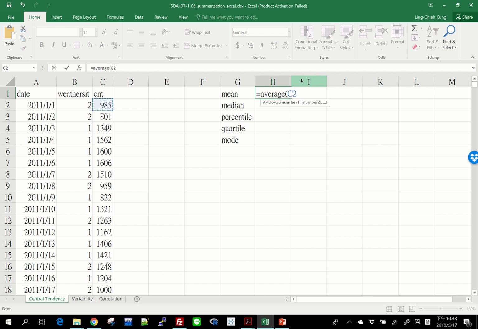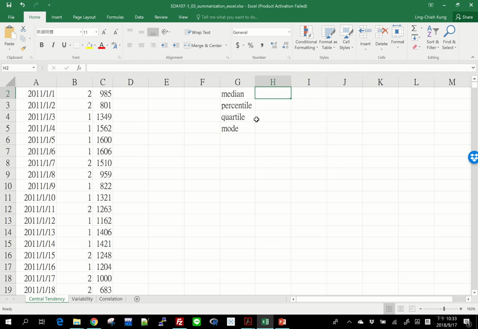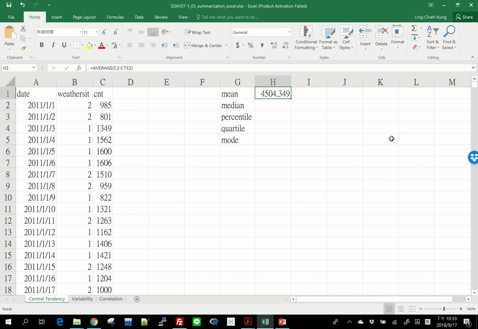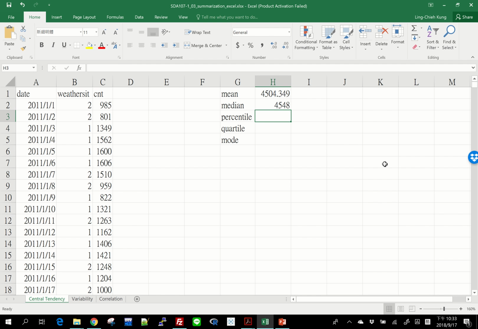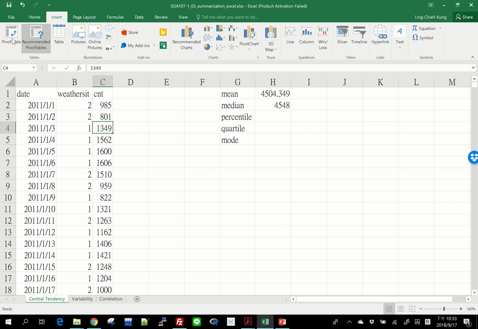So I may, for example, select all those CNT values throughout 2 years. I get 4,000 and about 4,500. So that's the daily average rental number that I have in that 2 years. So that's just average, mean, simple. And then for median, it's not very surprising that in Excel we have a function just called median. So if you do median, again, you just select all the values you want, and then Excel tells you the median value. So in this case, it's 4,548.